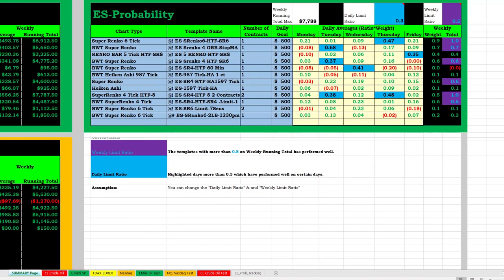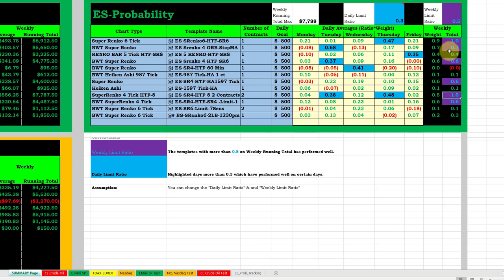One of my clients was kind enough to create this probability grid for the spreadsheet, and basically what this tells us is any template with more than 0.5 has performed well. So you can see the numbers here for days of the week, and then the weekly total here. The Super 6 has 0.9, or a total of 1 here. This is the strongest template. Well, it's tied with the Super 8, and that makes sense, as I showed before.